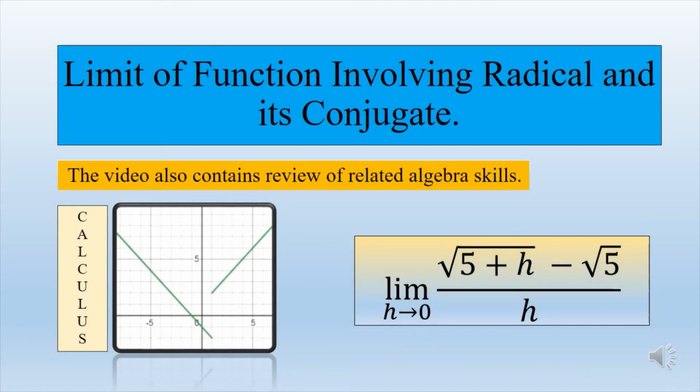How to find the limit of a function involving radical and its conjugate. That is the topic that we are going to discuss in this video.